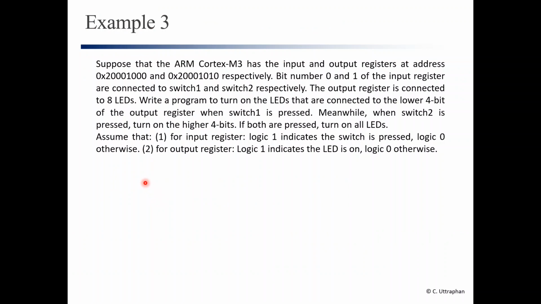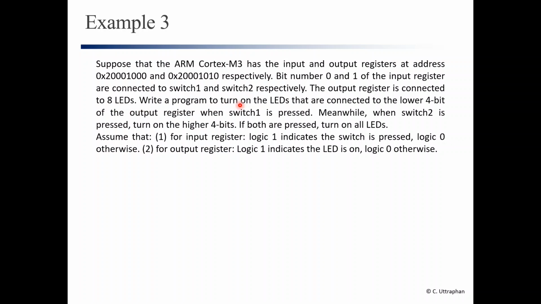Now, let's go to the last example for this chapter. This is a practical example, where we will look at an application for microprocessor or microcontroller programming. Suppose that the ARM Cortex-M3 has the input and output registers at addresses hex 20000000 and hex 20000010 respectively. Bit numbers 0 and 1 of the input register are connected to switch 1 and switch 2, respectively. The output register is connected to 8 LEDs.